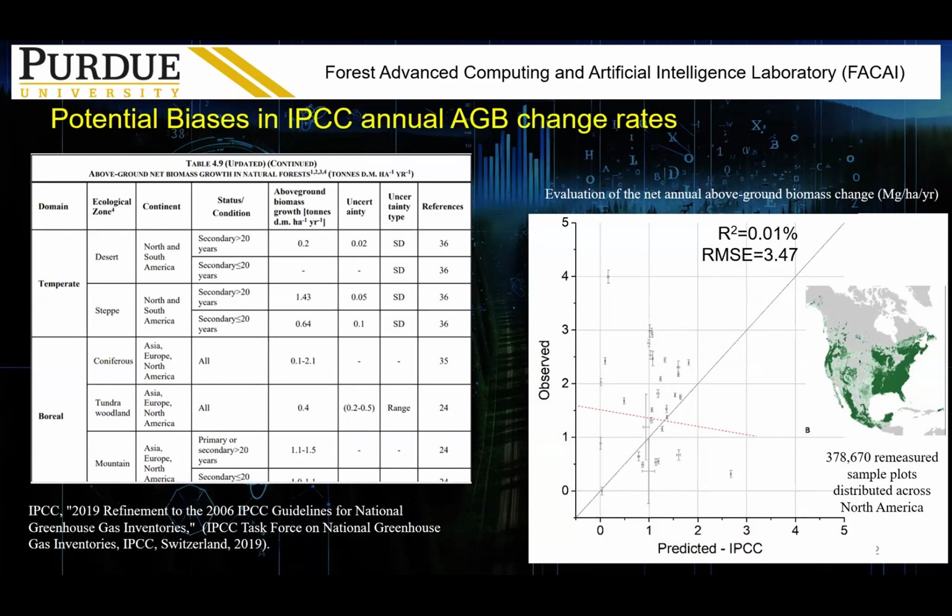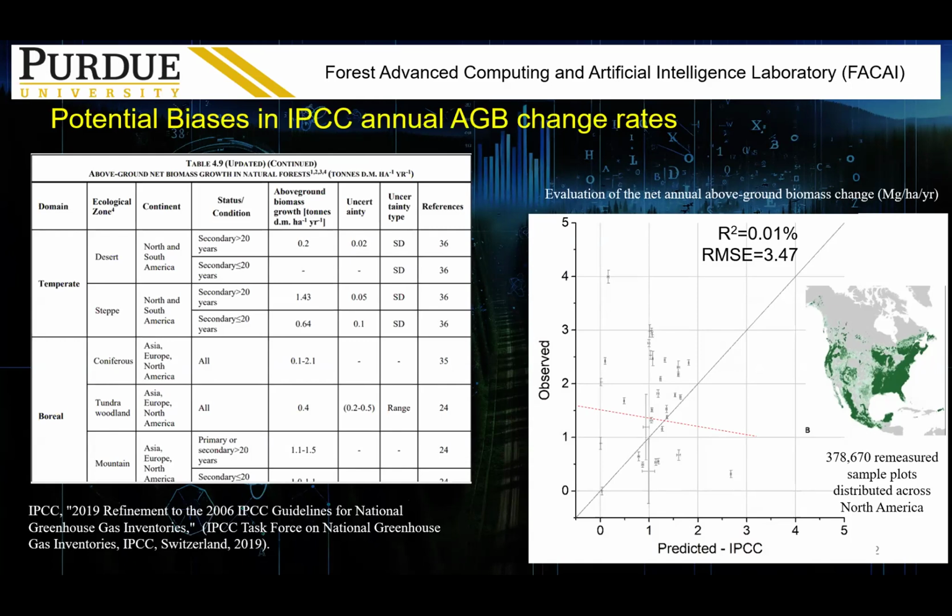So one of the only means there globally is this IPCC Tier 1 table, table 4.9, which basically outlines the average above ground biomass growth rate in ton per hectare per year, and then it gives you an average number and the uncertainty level and the references. So this is one of the key references that many countries are using right now to estimate above ground biomass change rate. But how reliable is it?